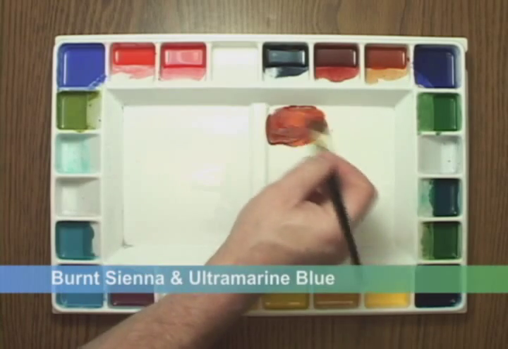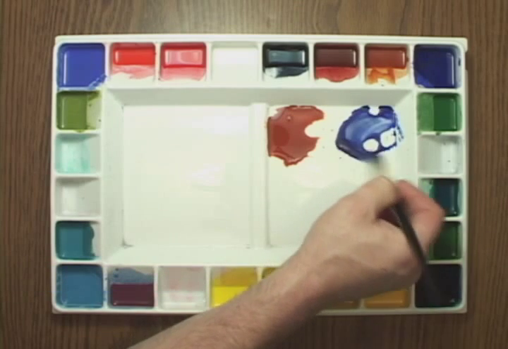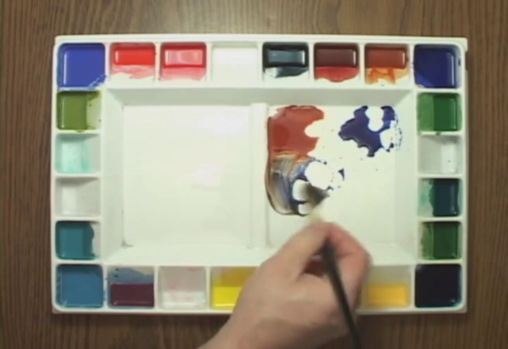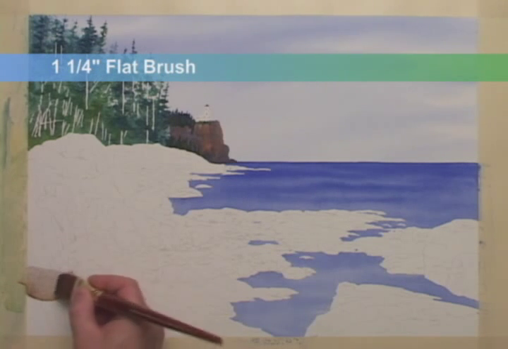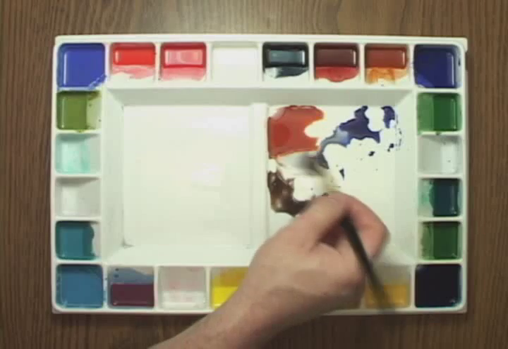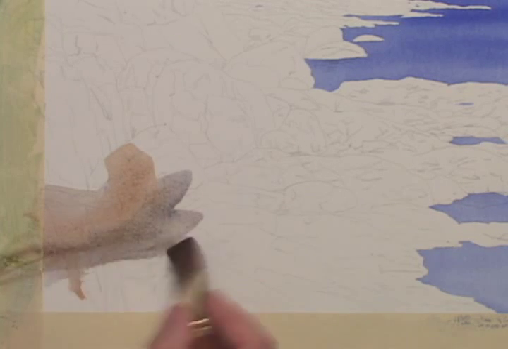Again, I'll mix up some burnt sienna and ultramarine blue, but leaner this time. I want these rocks to be much lighter than the distant cliff. With my flat brush, I'll work these colors into the closest group of rocks. I want to keep these fairly light in value, and I want these colors to vary.